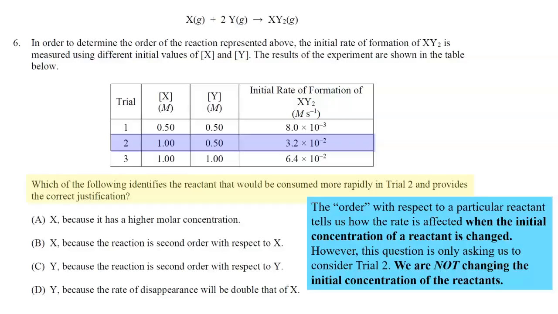We're not changing the initial concentration of the reactants. So it says, which of the following identifies the reactant that would be consumed more rapidly in trial 2? And that's it. We're not looking at trial 1.